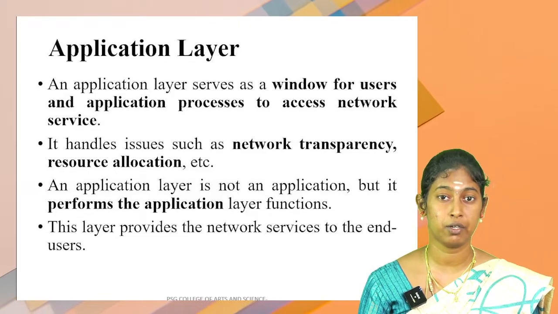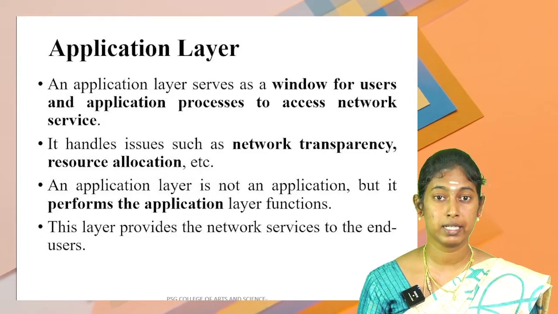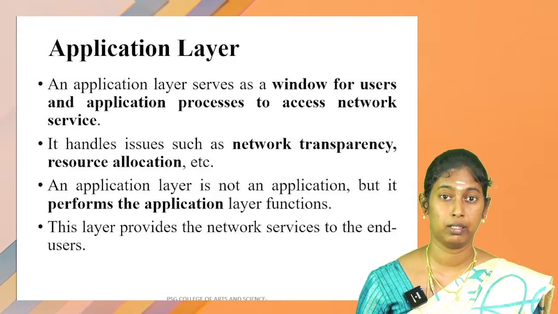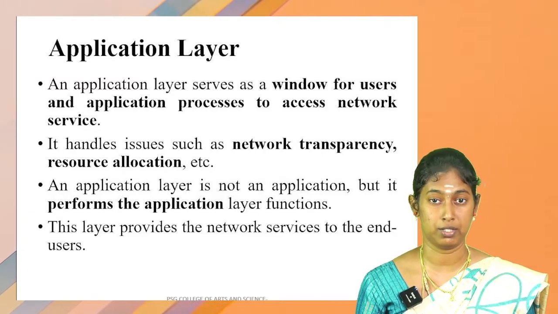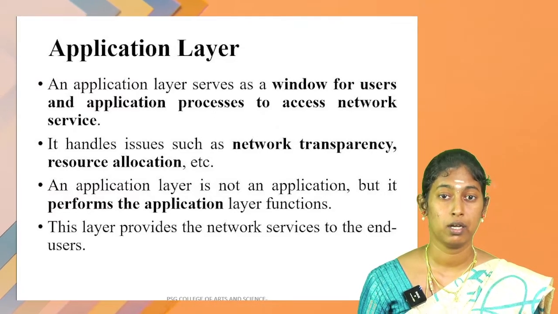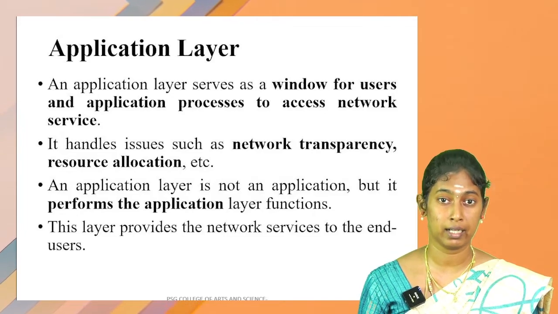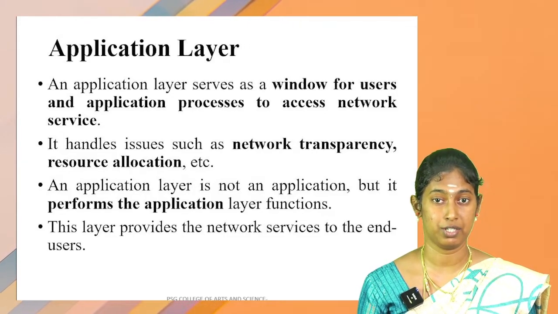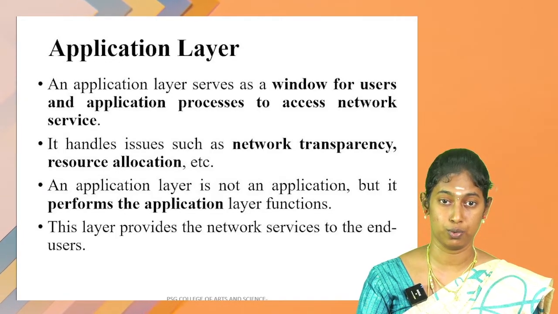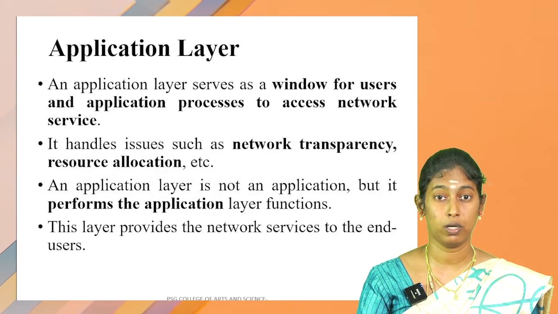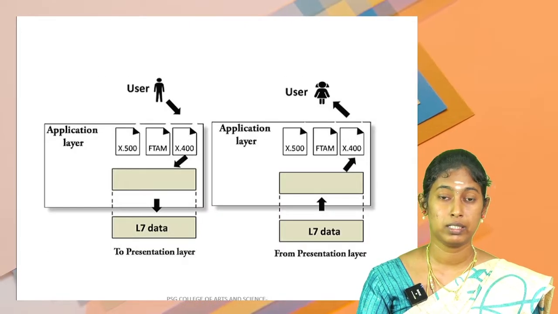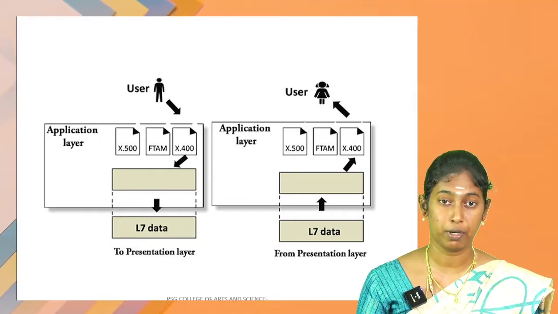This is the first layer of the OSI reference model. In this layer, the user can interact with all the layers in the use of applications. This handles the resource allocation, the network transparency and the user interaction. This layer provides the services to the end user, and this layer is not an application, it is where application layer functions take place. This is the diagrammatic representation of the application layer.